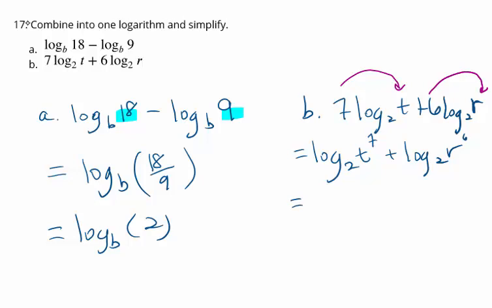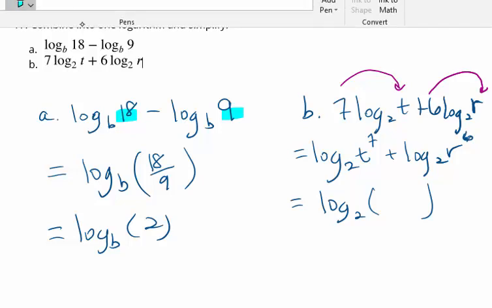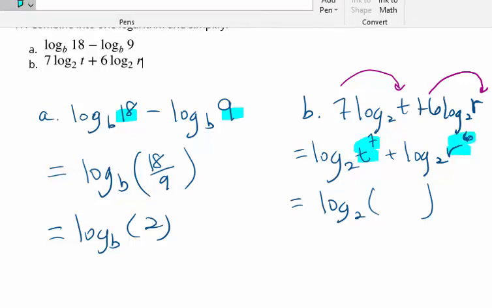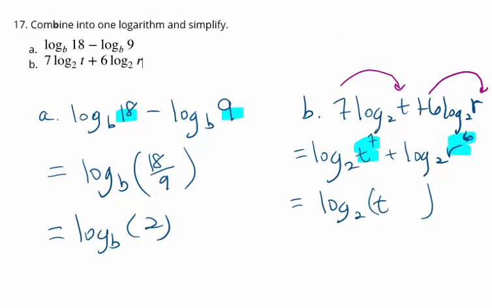Now we can write this all together as one logarithm using the product rule. And so what the product rule says is that when you see this sum of two logarithms that have the same base, you can rewrite it as one logarithm with a product of the arguments. And so we're going to multiply t to the 7th by r to the 6th.